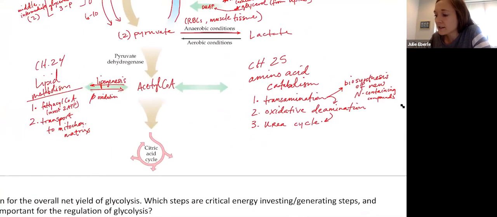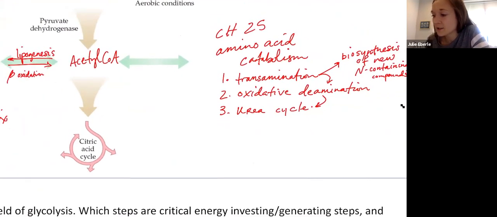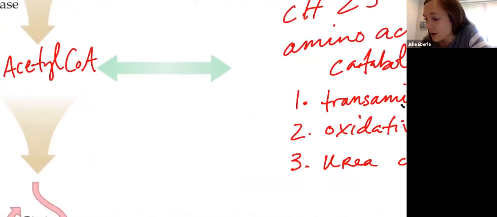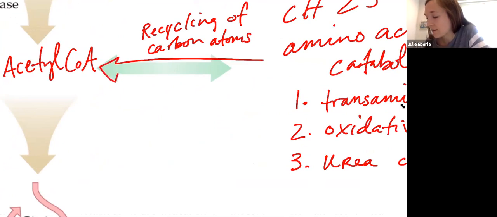Okay, but amino acid catabolism can feed into acetyl-CoA and the citric acid cycle. How? What we've been talking about over here is mainly to deal with the nitrogen, the amino group from amino acids. But the carbons can also be recycled. Okay, so it's the recycling of carbons that gets us to acetyl-CoA.